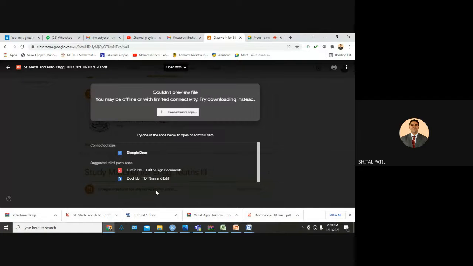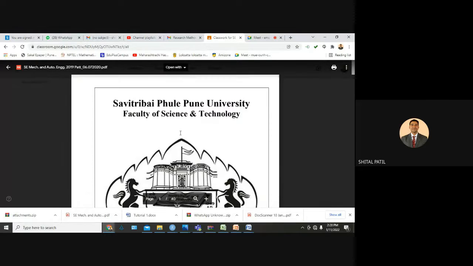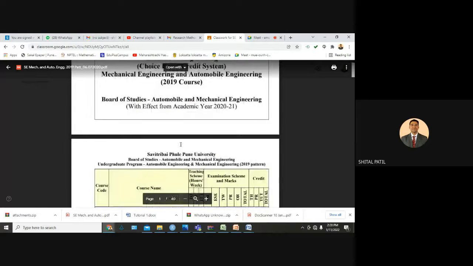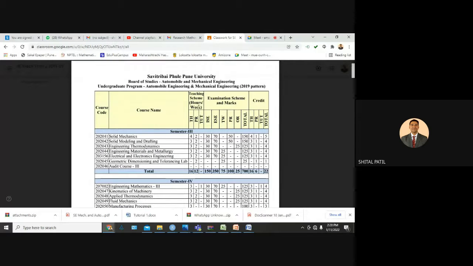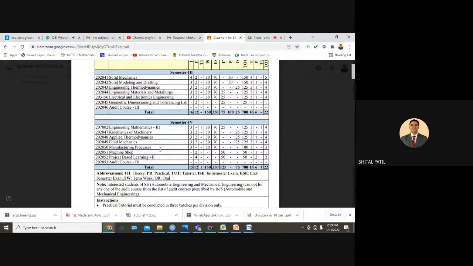We'll go through the syllabus of Engineering Mathematics 3. So this is the structure. You might know the structure of the syllabus. 3 parts are there in the structure. First, how many lectures, practicals and tutorials there are. Second, the examination scheme, and then the credits. Okay, so we'll go through the second semester.